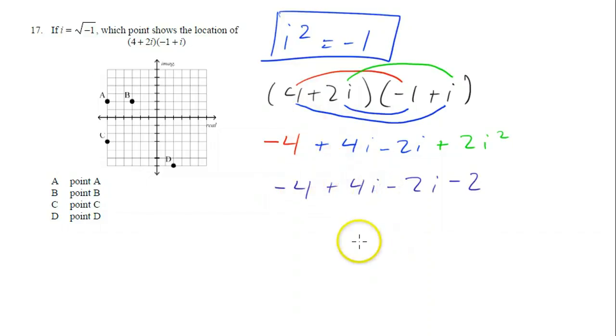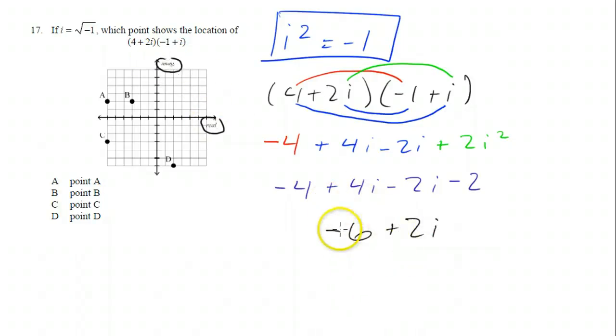So let's combine them. The reals, I have negative 4 and negative 2 is negative 6. And the imaginaries I have are 4 minus 2 is plus 2i. Now how do we graph this? If you remember, down here it says real, here it says imaginary.